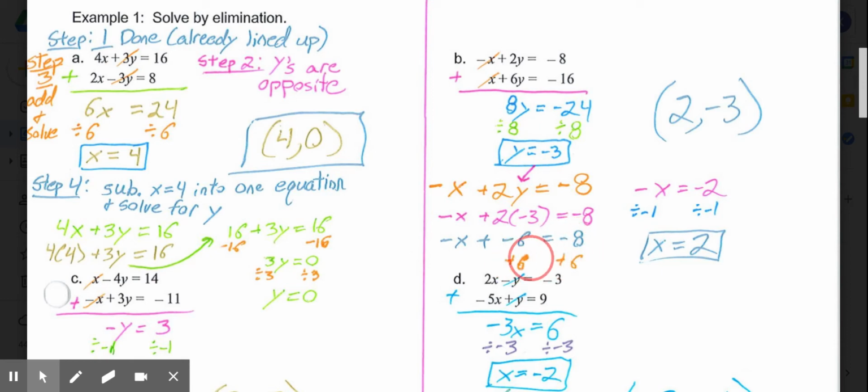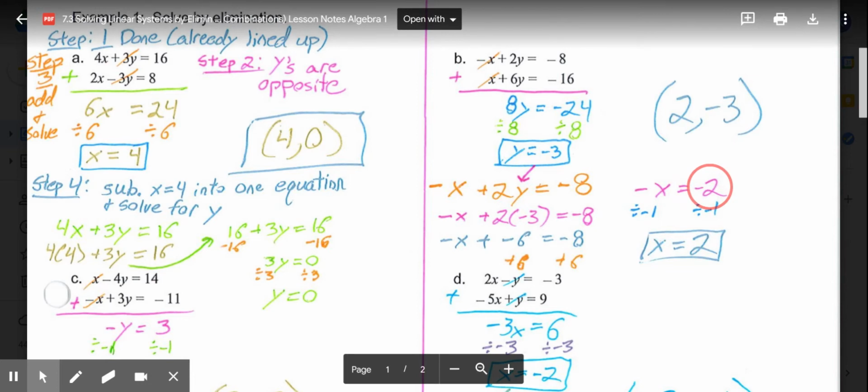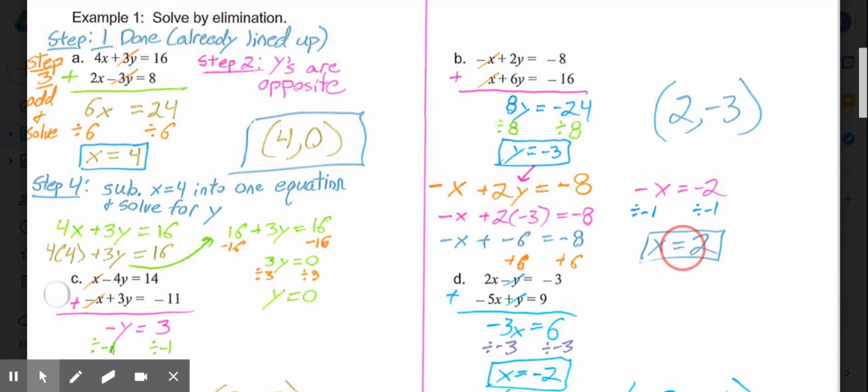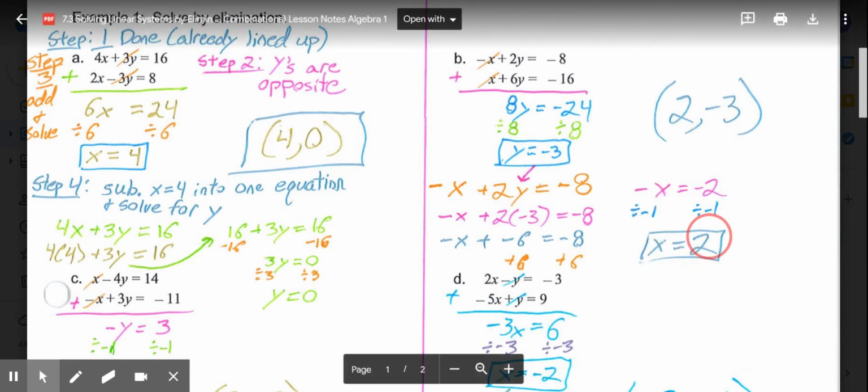So add the 6 to each side, and the opposite of x equals negative 2. Divide both sides by negative 1 to get rid of the negative in front of x, and x equals 2. So our ordered pair solution would be 2, comma, negative 3.